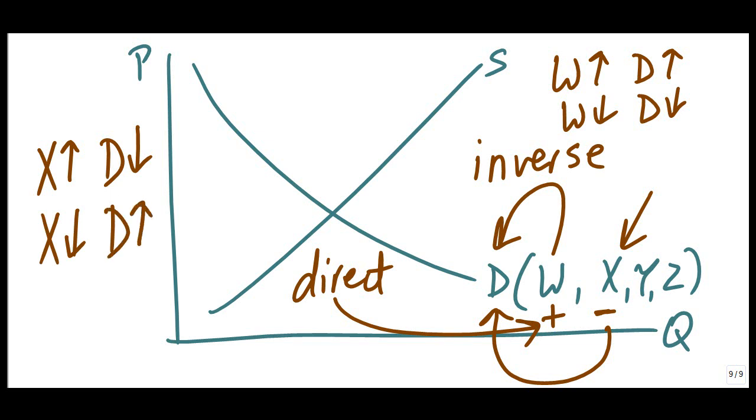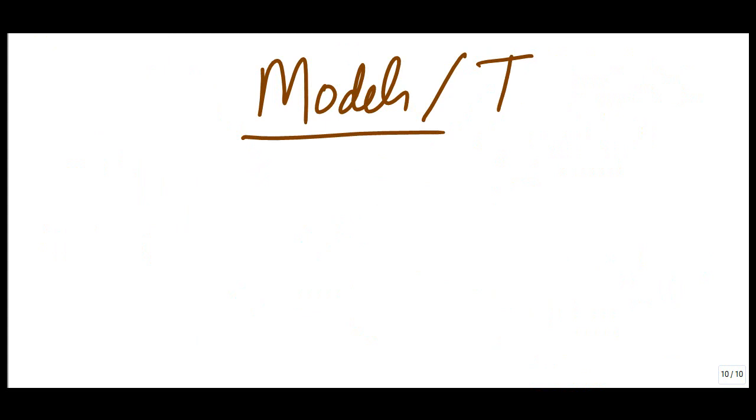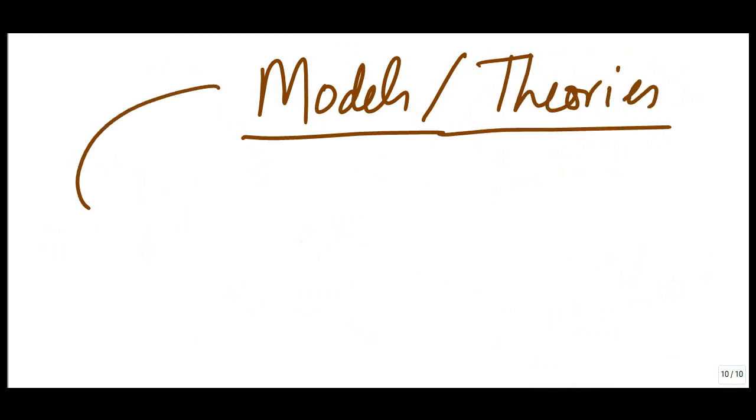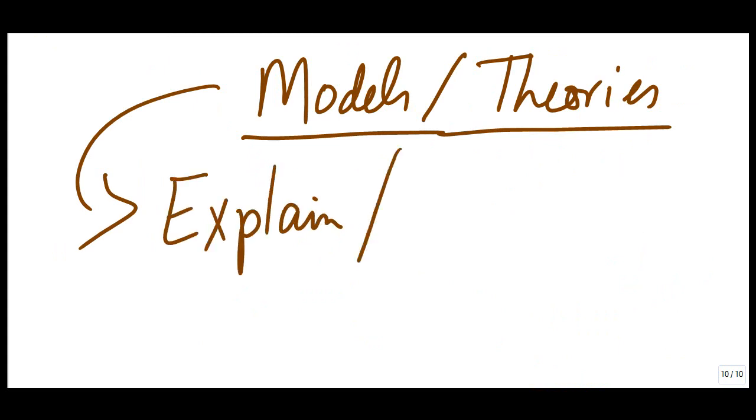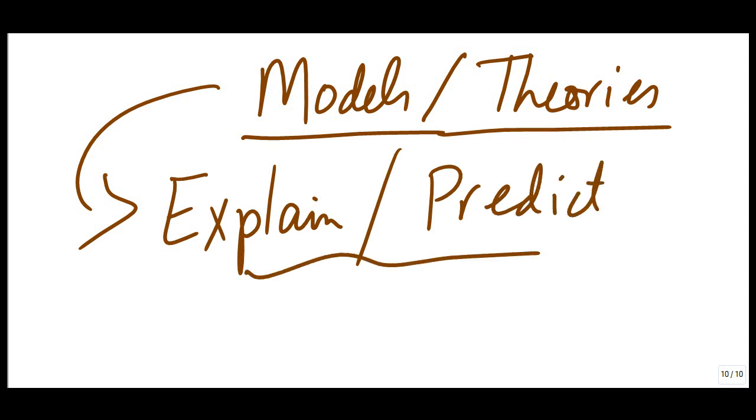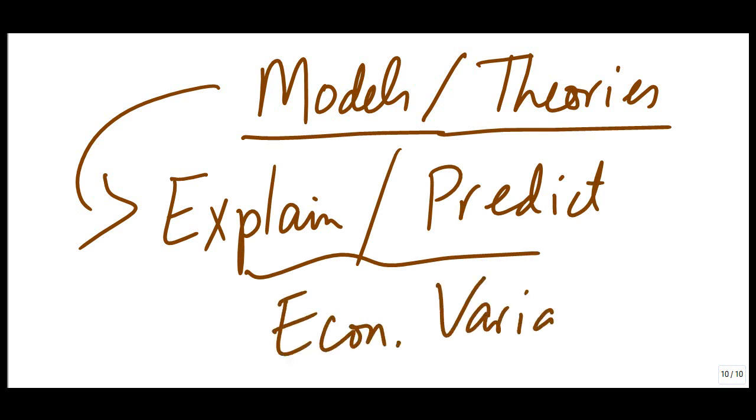Alright, so let's just review the things that we're going to be talking about in Econ 302 when we're talking about models, or theories, and again I'm using these words as synonyms. The objective of all models is to explain and predict. And you're trying to explain and predict something, and it's usually some economic variable, such as the price level or real GDP or the unemployment rate or the interest rate, etc.